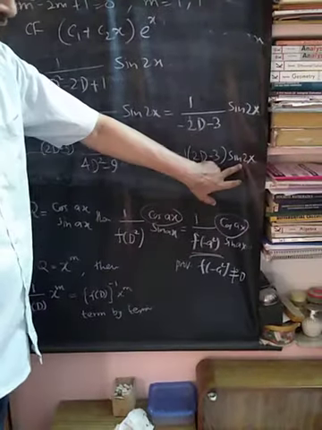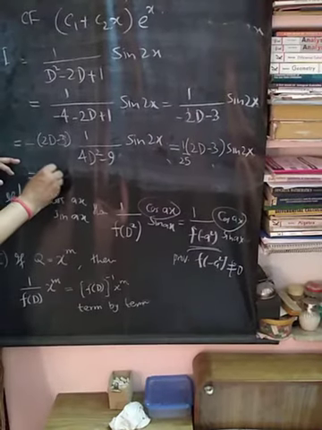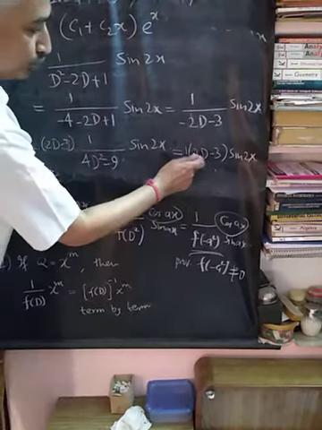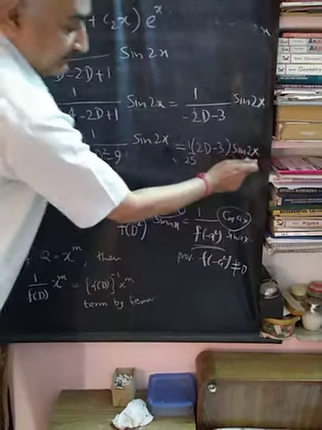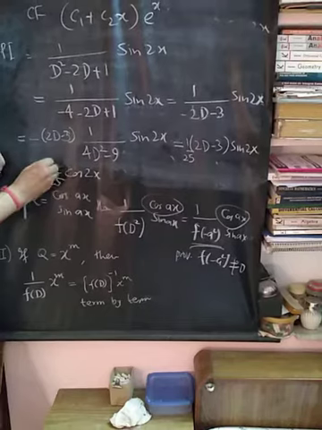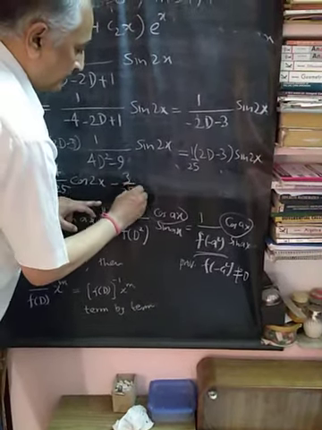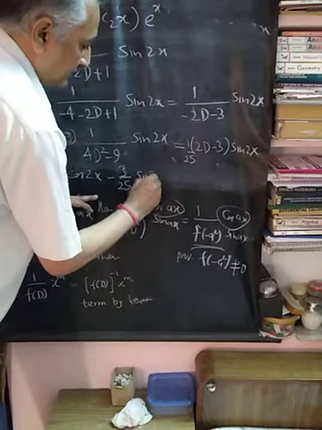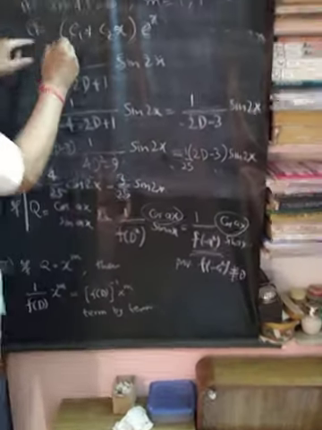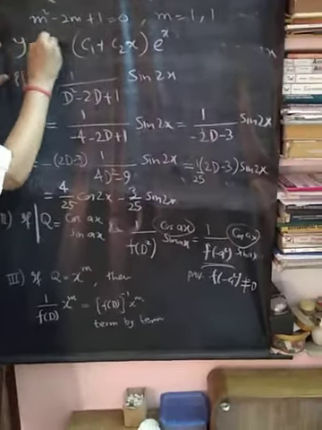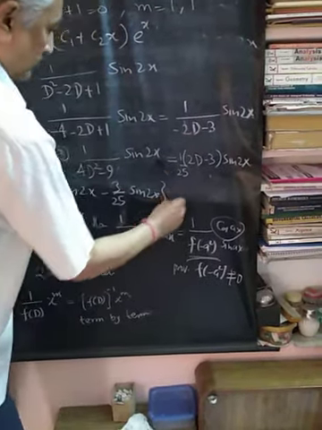Now D of sin 2x means differentiation of sin 2x. So this is 2 by 25, D of it means cos 2x, and then differentiation of 2x will mean that this is 2 into 2, 4, and minus 3 by 25 sin 2x. So you have like this. So the complete solution is y equals complementary function plus particular integral.